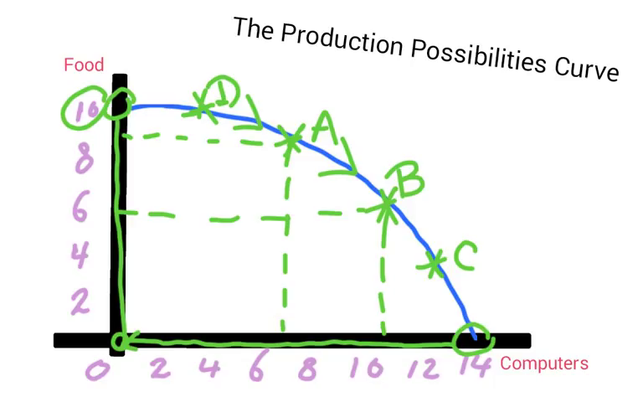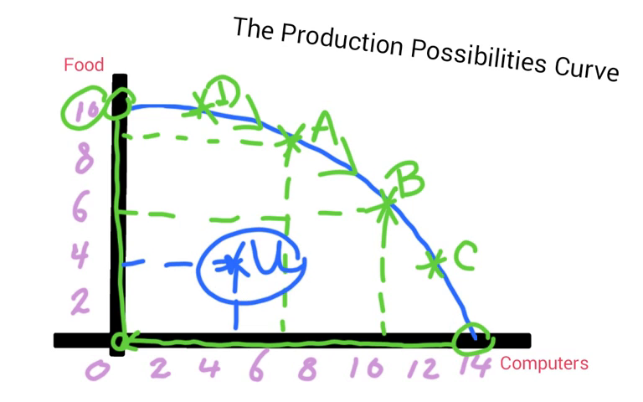If a country produces inside the curve, let's say at a point here, let's call it point U, of course it's possible to make less of both products, let's say 4 million of food and about 5 million computers. So then we would be at this point, and we would be producing well below our maximum capacity. In this case we would have lots of unemployment and inefficiency. For some reason we're not producing as much as we can be producing.